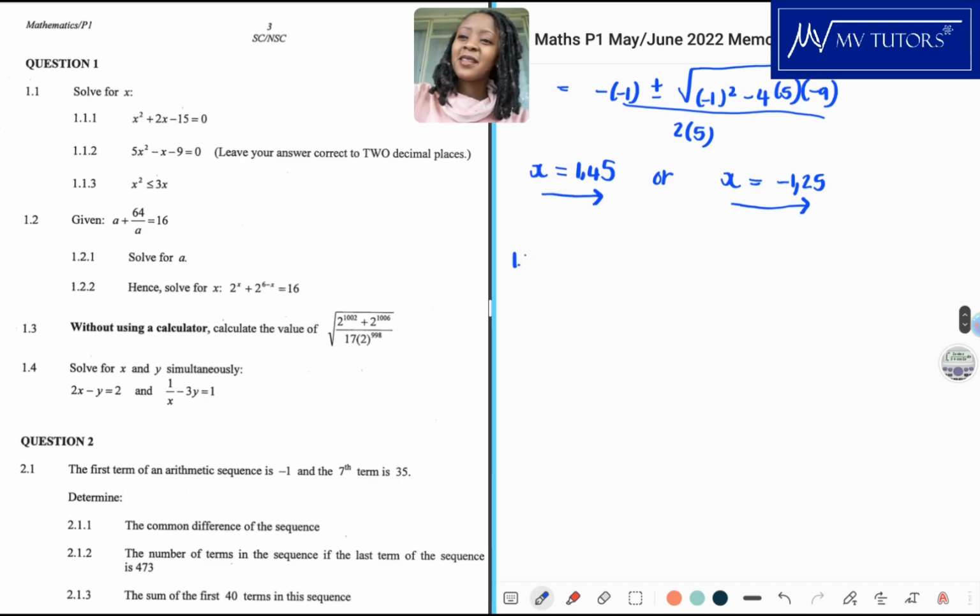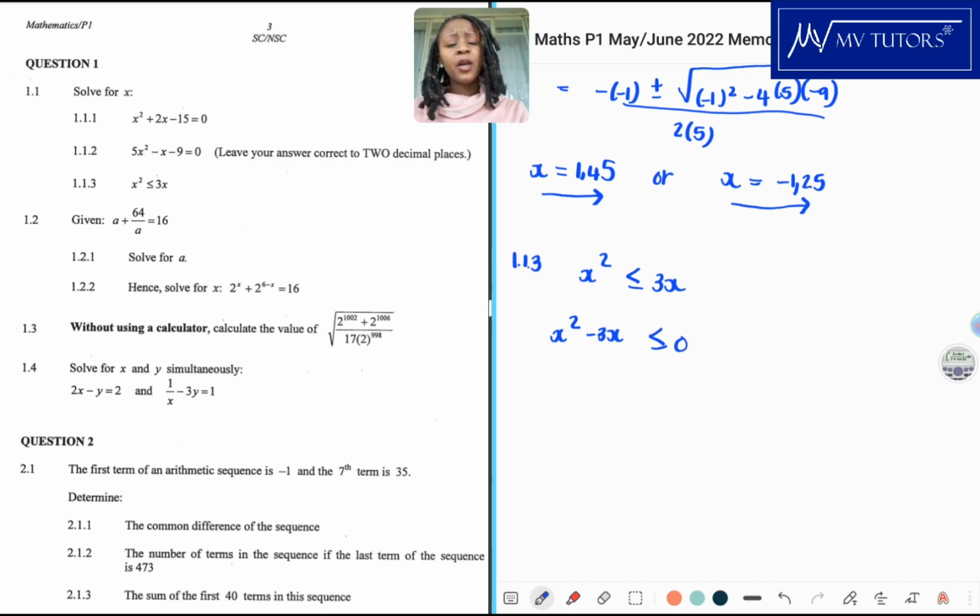Okay, so where you can be fast, be as fast and accurate as possible. Alright, and then we have x squared for 1.1.3 smaller and equal to 3x. So whenever I have inequalities, it's just like with solving for x, you just want to put everything to one side, right? So then we have x squared minus 3x smaller and equal to 0.